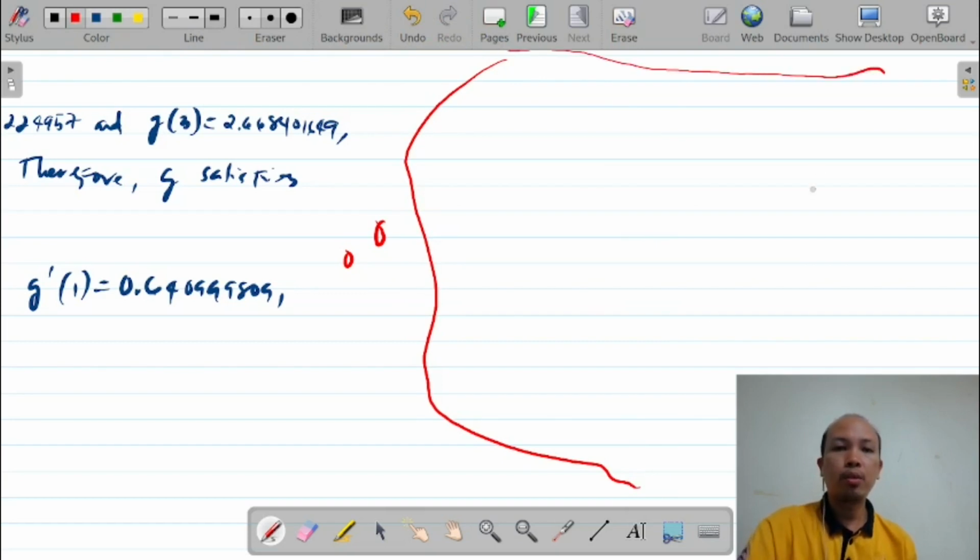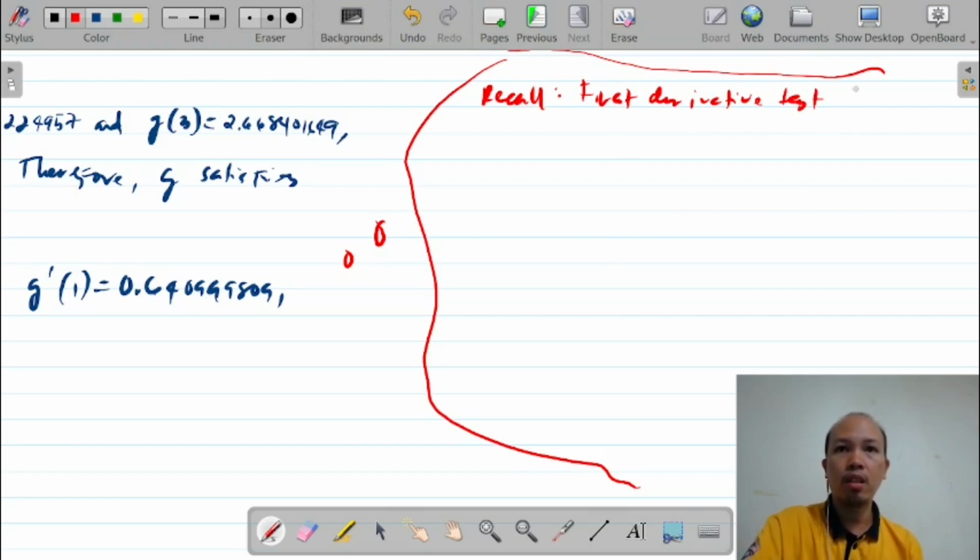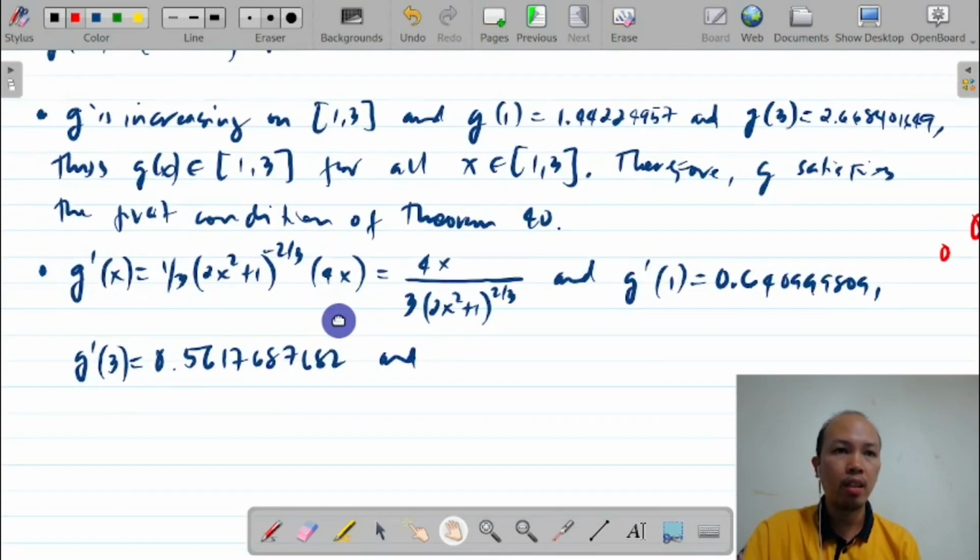Okay, if you remember in your Calculus 1 about the first derivative test, in Calculus 1, it says there that, by the way, our function now is this function, which is the first derivative, we will determine the absolute maximum value.